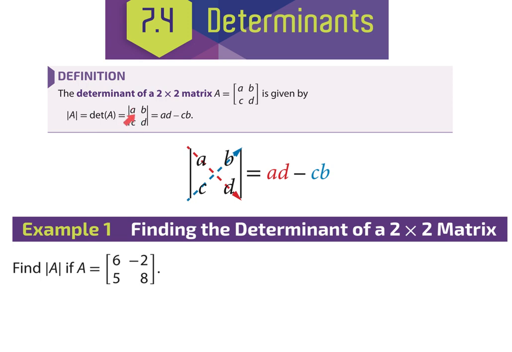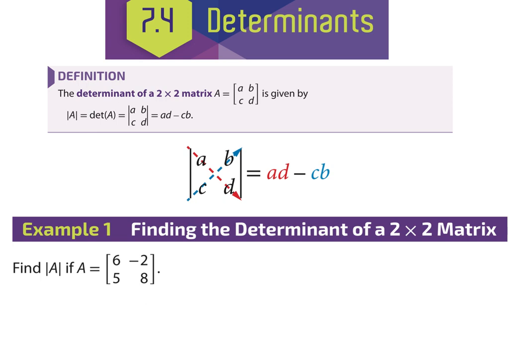This is the determinant. You multiply your diagonals and subtract. Always subtract. So you multiply A and D first and subtract the product of C, B. So you're just multiplying your diagonals and subtracting for a 2 by 2. All right? So very, very simple.